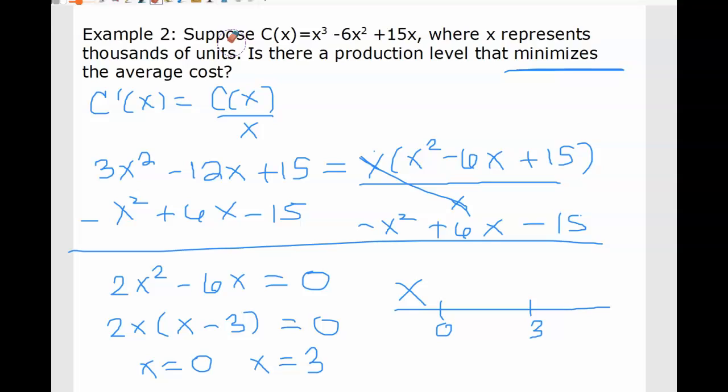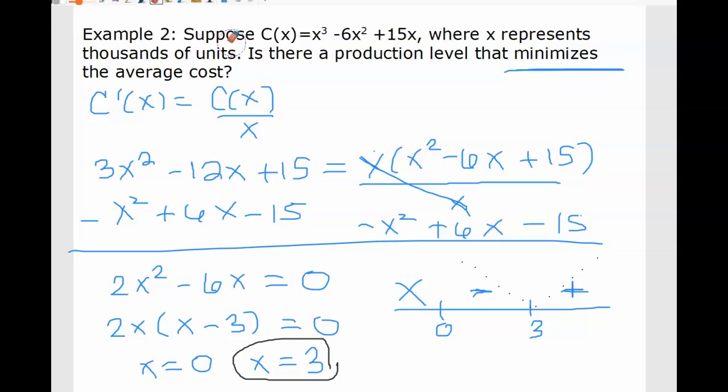If you plug in 1, 2 times 1 is 2, and 1 minus 3 is a negative. And then plug in something bigger like 5. 2 times 5 is a positive, and 5 minus 3 is a positive, so that's a positive. What that tells me is that this is decreasing, then increasing. Thus, x equals 3 is in fact the minimum.